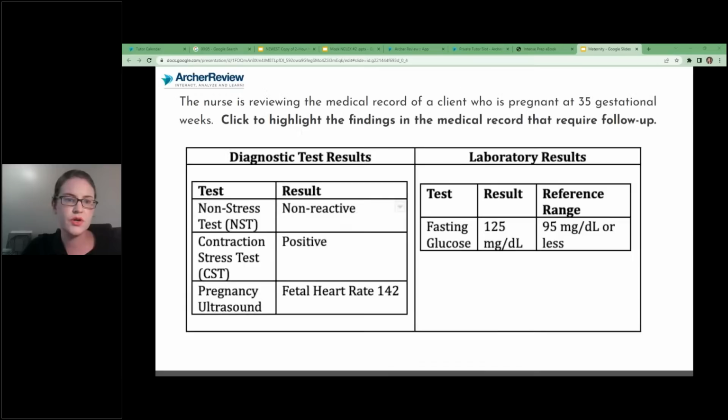All right, let's go ahead and start those. So these are going to be single questions to start. So this first question says, the nurse is reviewing the medical record of a client who is pregnant at 35 gestational weeks. Click to highlight the findings in the medical record that require follow-up.